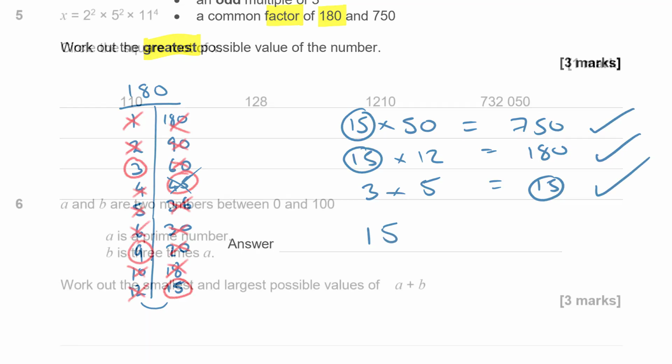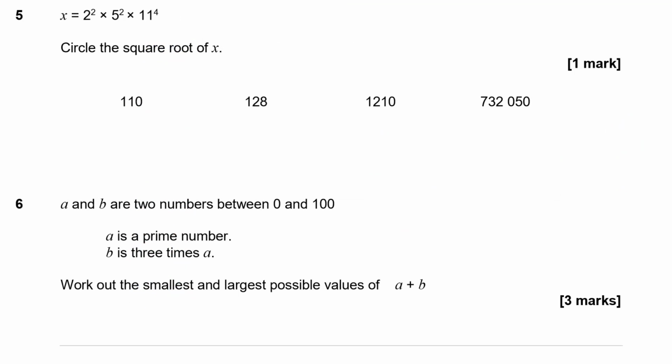It's 15. Question 5. We're given x as 2 squared times 5 squared times 11 to the power 4. We need to circle the square root of x. Okay, so we want to know what the square root of x is. So the square root of x has got to be the square root of that prime factor decomposition version of x we were given earlier.